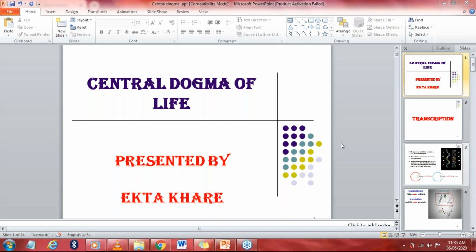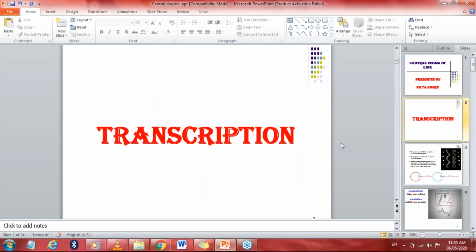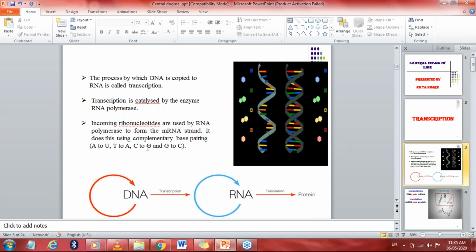What is central dogma? This central dogma is the process, as you can see, by which the genetic information flows from DNA to RNA and RNA to make a functional product, protein. Again, I am saying this is the process in which the genetic information flows from the DNA to RNA and RNA to finally protein.